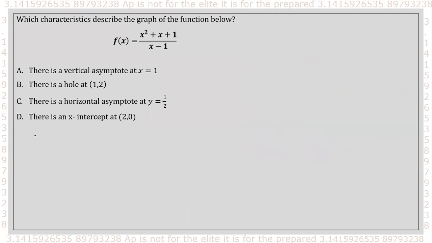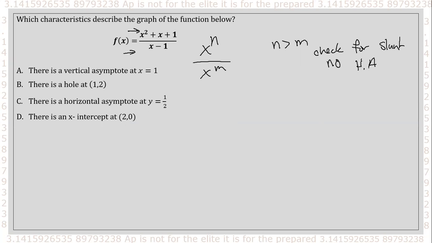Alrighty. Last but not least is the following. If we were to be given this rational function, and you see that the degree in the numerator, let's say, is bigger than the degree in the denominator, the exponents, right? Then you should check for slant asymptotes, okay? Because you don't have any horizontal asymptotes. Okay. And the way you do that is by long division.